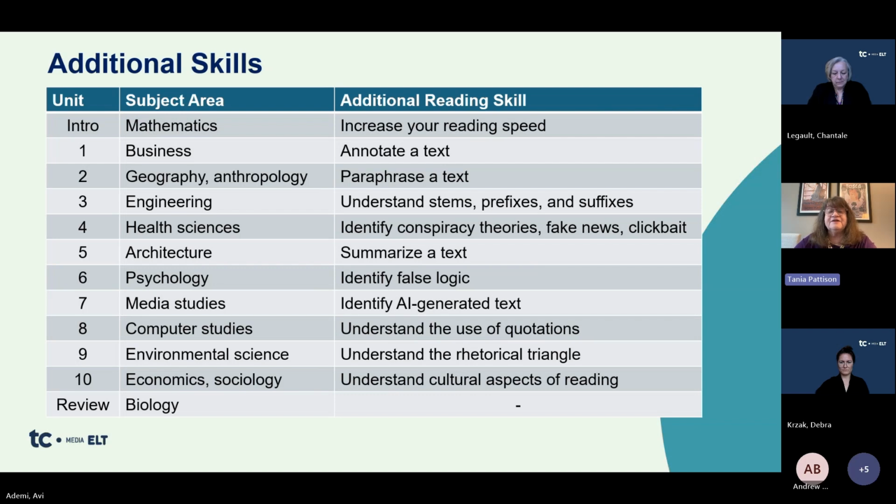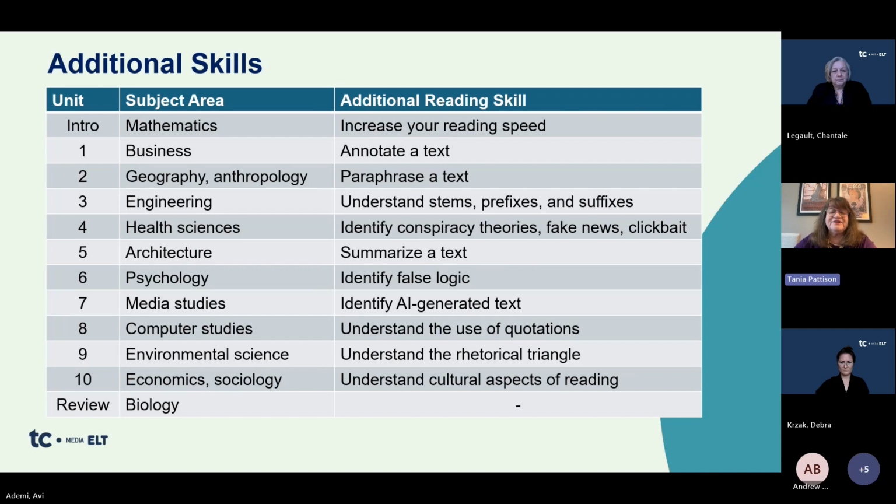And then we have things like annotating, paraphrasing, and summarizing. We have language building in the form of stems, prefixes, and suffixes. Unit 4, Health Sciences, is our website analysis unit. So we talk a little bit about identifying fake news and conspiracy theories and that kind of thing. How are you going to identify it? And what are you going to do with it once you have identified it?